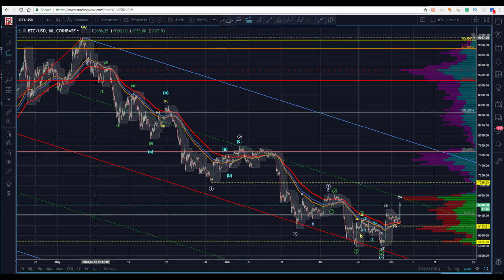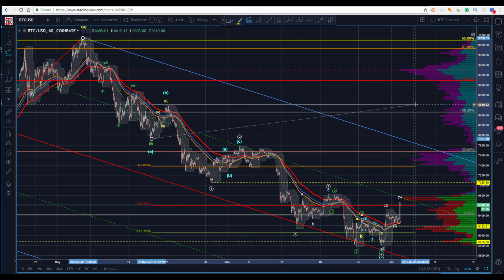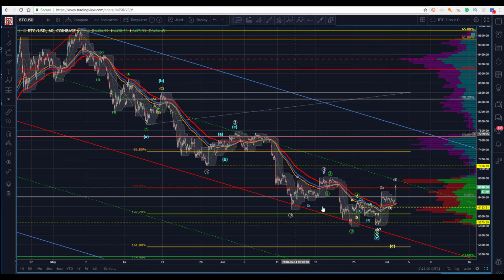So even if we were to measure it looking for any sort of fib swing relationship from my 1, let's see if I pull this over, up to my proposed B, looking for anything relative that might be key here for my relationship of the C relative to the A, I don't get anything perfect.